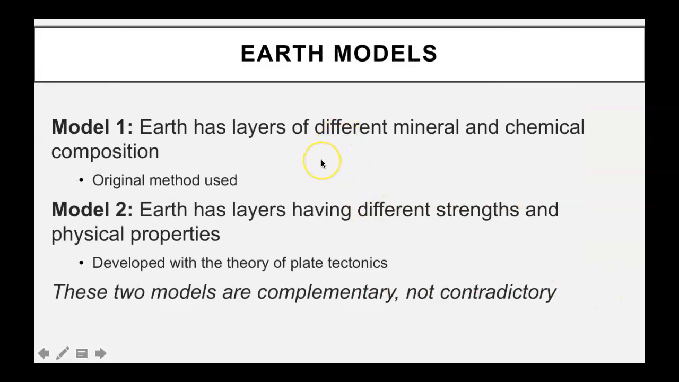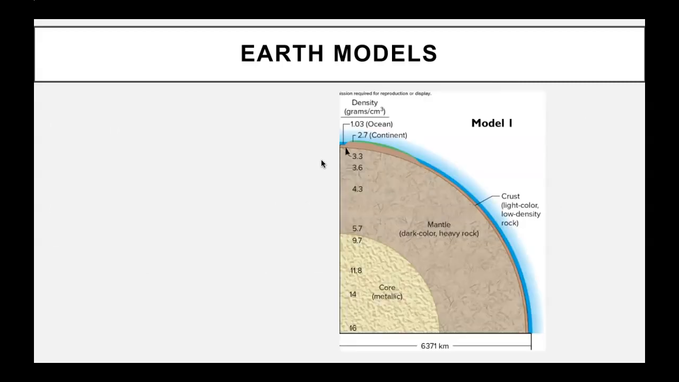All right, so we can look at the Earth and think about the layering in two different models. One model is that we have a crust, mantle, core, and those are mineralogical differences which come about because of chemical composition. The other model, and this was developed along with the theory of plate tectonics, is not only are there mineralogical differences, but the different layers have different strengths. We have weak layers and strong layers. The two models work together. They're complementary, not contradictory. We just have two ways of looking at the layering.